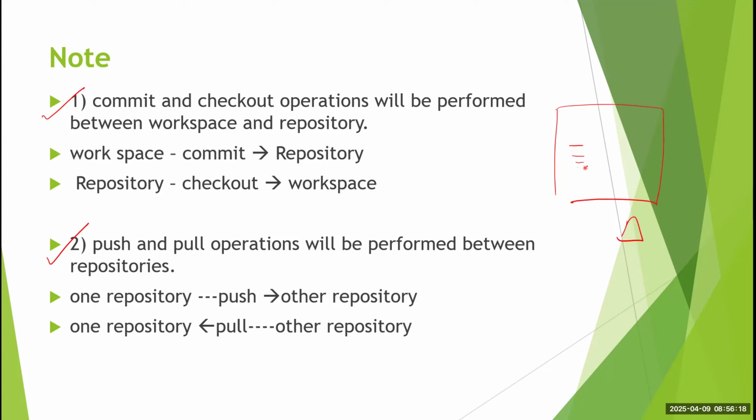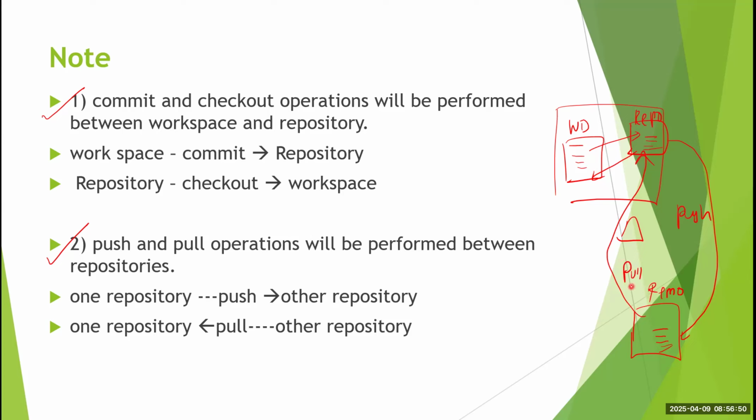So you are writing your code in the working directory. This is your working directory and this is the repo. If I want to share working directory code to the repo, then we do commit. And from repo to working directory, we do checkout. Very simple. Let's say this is my remote repository. Now from the local repo to the remote repo, I want to send some data. Then there is a step called push, correct? And from the remote repo to local, again if you want some data, then we are doing pull.